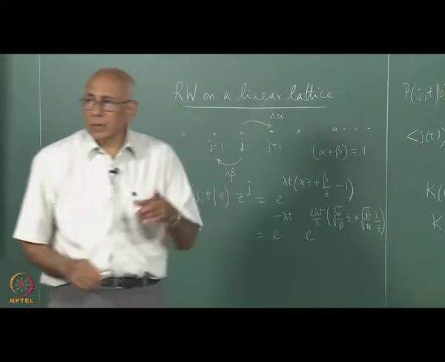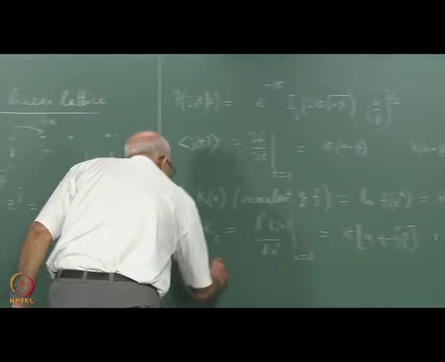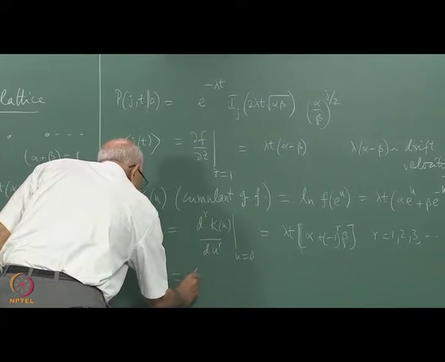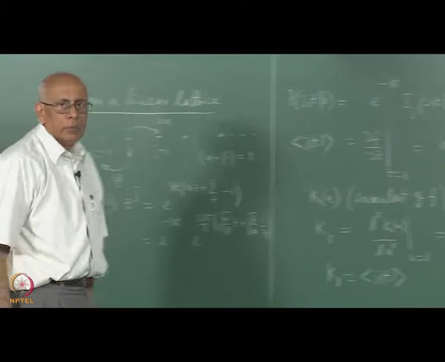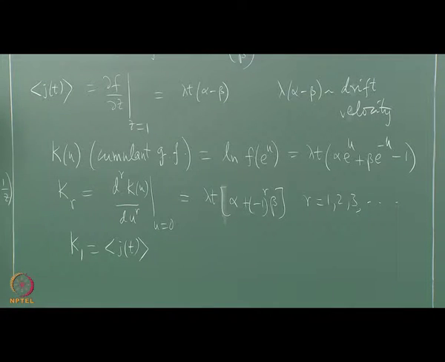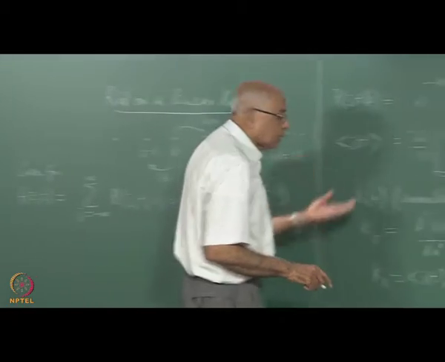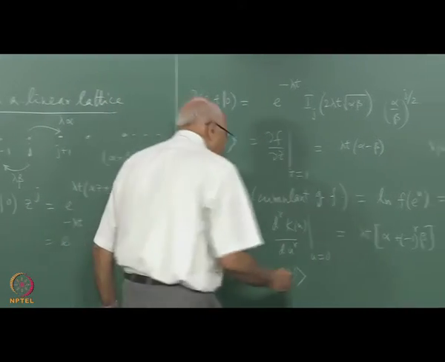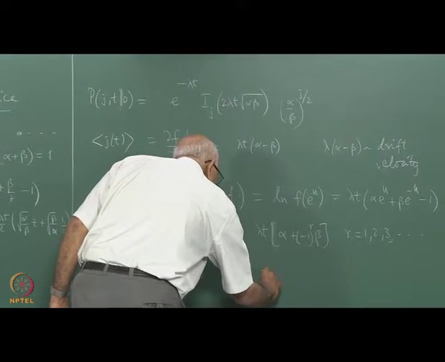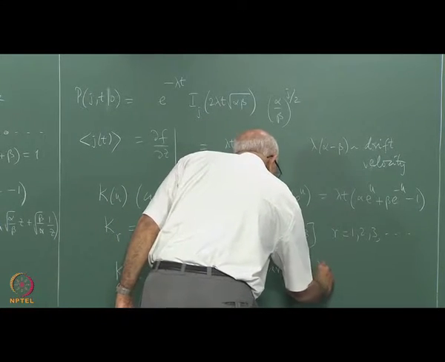The first moment, first cumulant is of course the mean value itself. So it is clear that this k1 is equal to j of t, and that is of course alpha minus beta, which you already derived, right. But what is interesting is that the variance is independent of this bias. So the drift is cancelled out by the fact that you subtract the square of the mean when you compute the variance from the mean square, and therefore k2, the variance of j, is equal to lambda t.